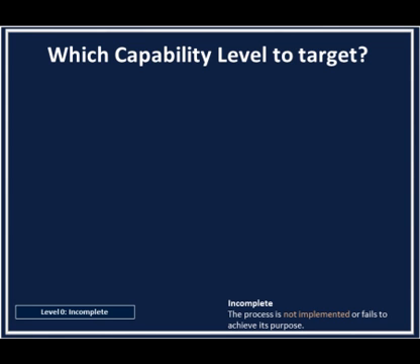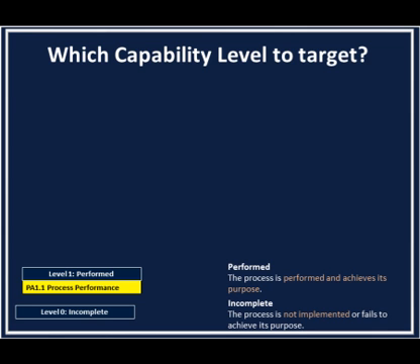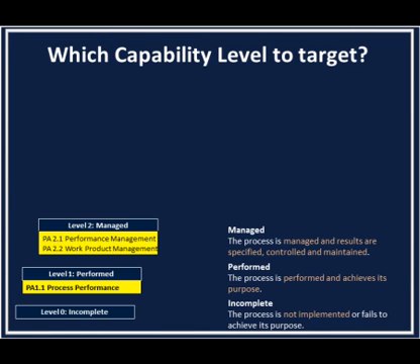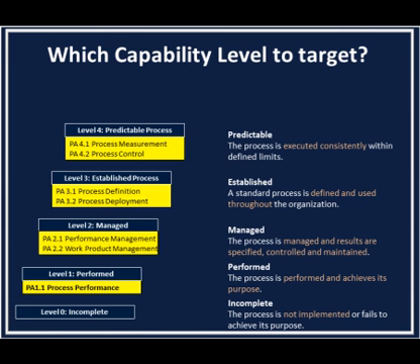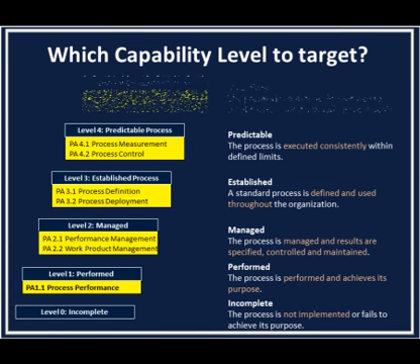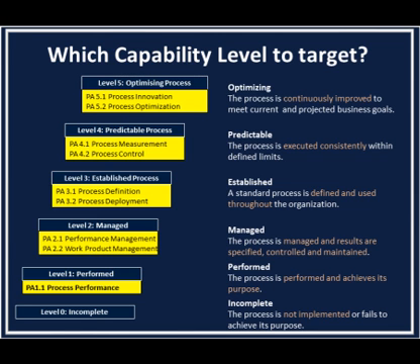Which capability level should be the target? Level 0, the process is not implemented or fails to achieve its purpose. Level 1, the process is performed and achieves its purpose. Level 2, the process is managed and results are specified, controlled, and maintained. Level 3, a standard process is defined and used throughout the organization. Level 4, the process is executed consistently within defined limits. Or Level 5, the process is continuously improved to meet current and projected business goals.